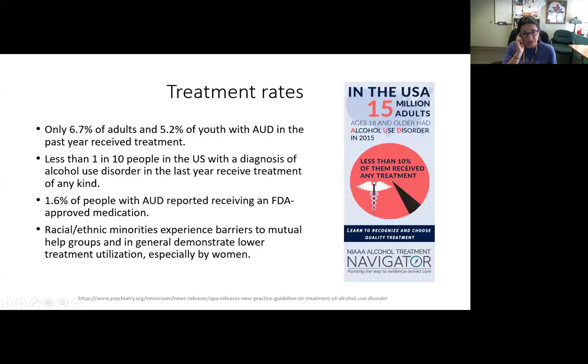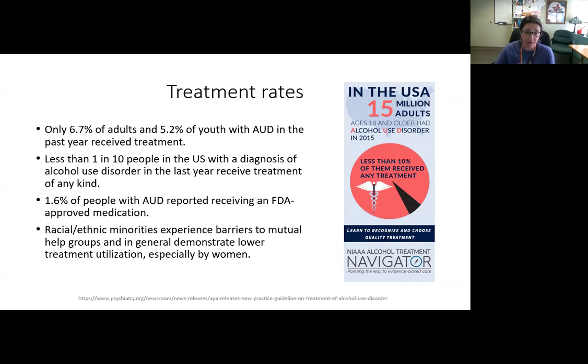Okay, so just to touch upon treatment rates, pretty dismal still, despite how ubiquitous this disease is. Only about 6.5% of adults in the US and 5% of youth with alcohol use disorder received treatment in the last year. Less than 1 in 10 people in the last year received treatment of any kind. And 1.6% of people with alcohol use disorder reported receiving an FDA-approved medication. So we're going to talk about those.